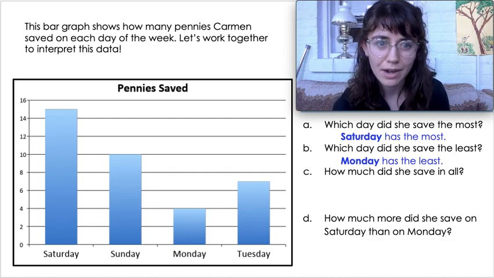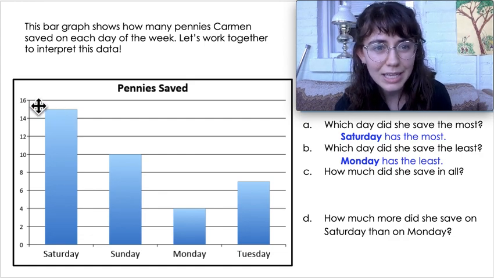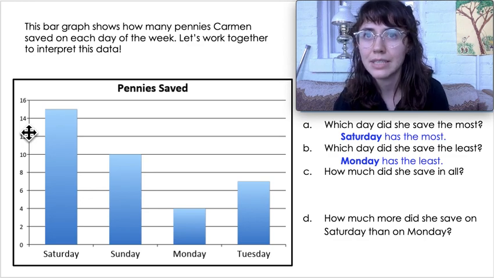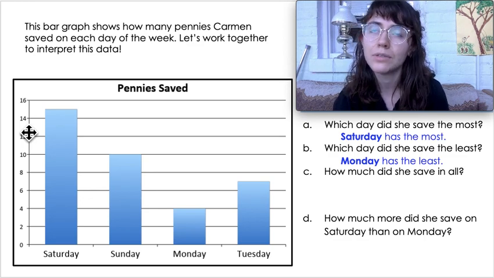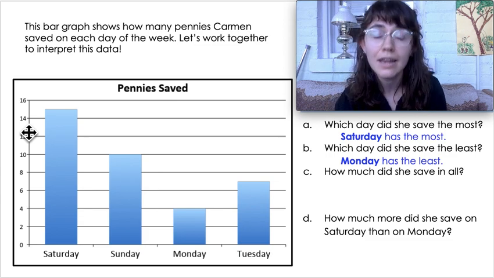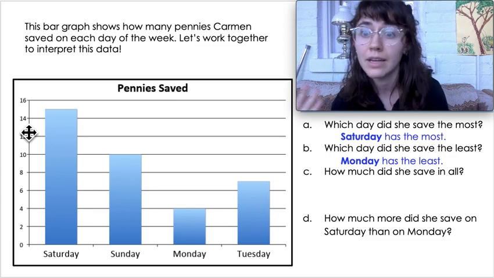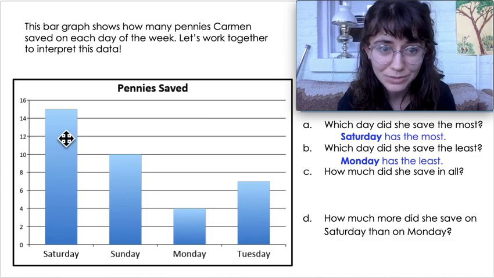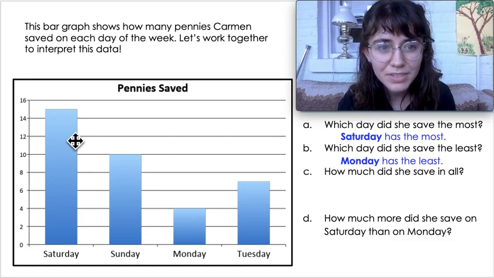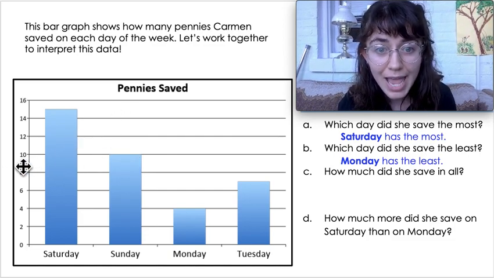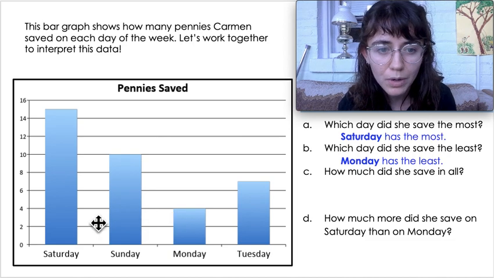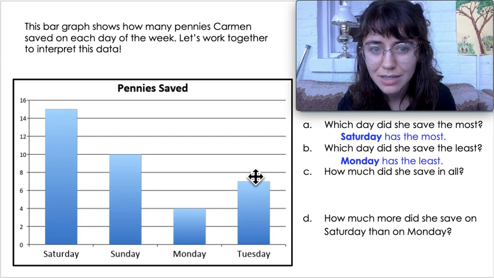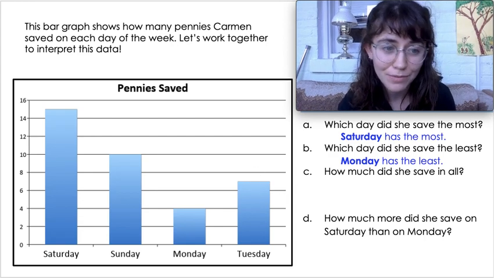Let's look closely at our first day, Saturday. It's in between the 16 and the 14. What number is right in between 16 and 14? I've got 1, 2, 3, 4, 5, 6, 7, 8, 9, 10, 11, 12, 13, 14, 15, 16. So Saturday was 15 because it's right in between those two. So I'd have 15 plus 10 for Sunday plus 4 for Monday plus, in between 6 and 8, that's 7, so plus 7 for Tuesday.